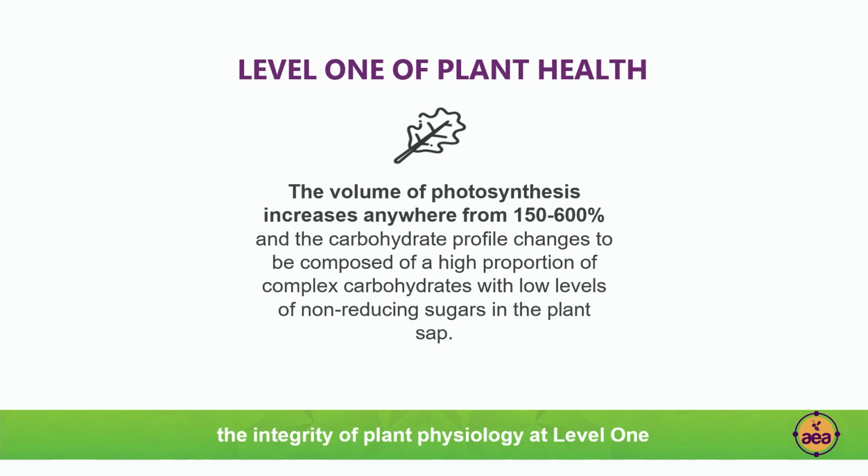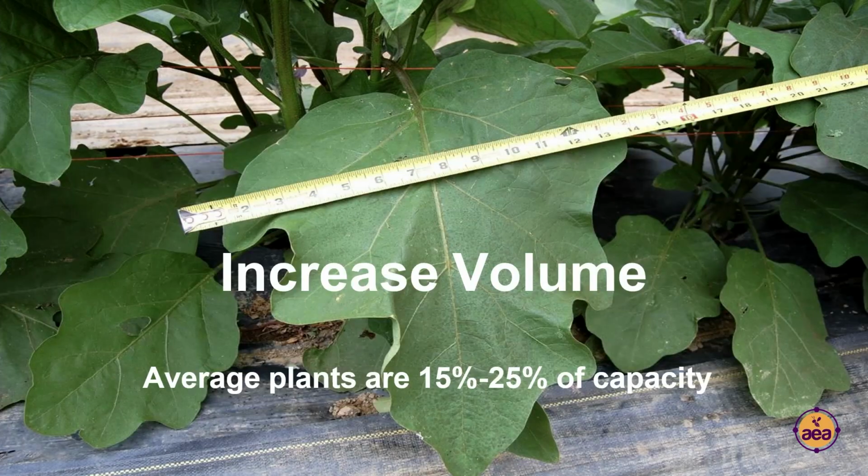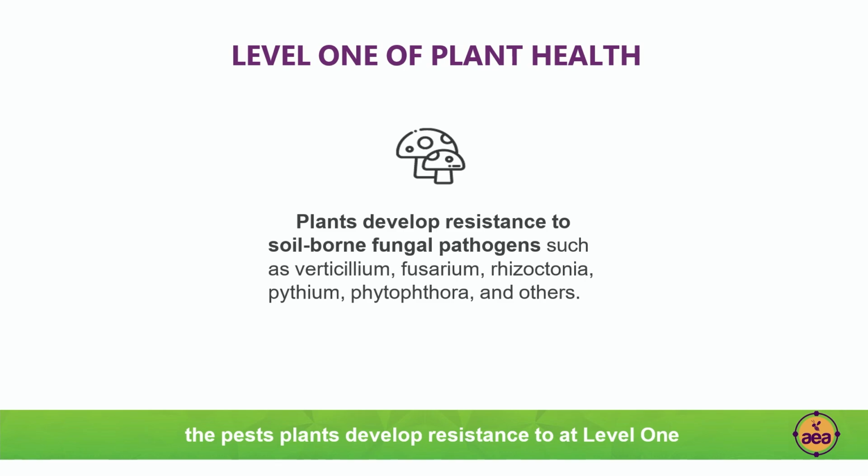And I'm actually going to preempt a bit one of the stages when we get to, let me see, I'll come back to this. At this particular stage of plant health, we observe, so we have increasing volume, and at this stage, plants become resistant to all of these soil-borne fungal pathogens. So Rhizoctonia, Pythium, Fusarium, Verticillium, etc.